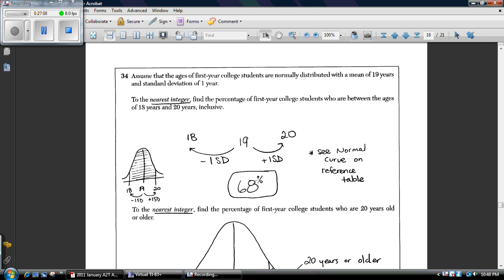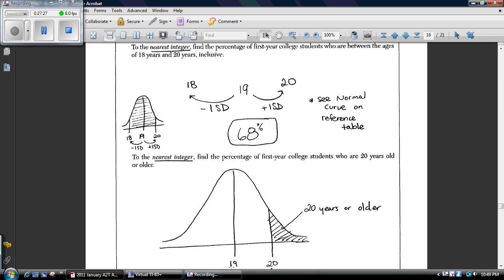And it's 68%. That's one of those rules you're also supposed to memorize. Using the bell curve, if you are within one standard deviation from the mean in either direction, you are 68%. If you are within 2, it's 95%, and within 3, it's 99%. The famous 68, 95, 99 rule.